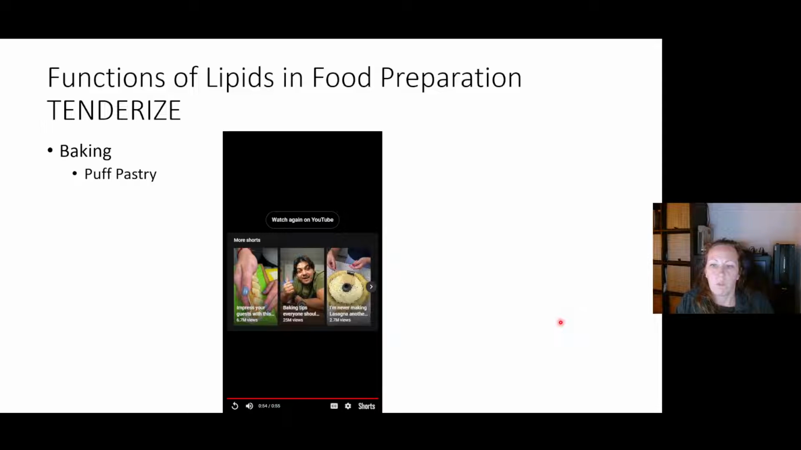So for doughs then, we want to use fats that are going to be solid at room temperature so that they don't melt into these types of doughs before we are cooking it. So that means butter, lard, or shortenings. Now there are situations where we're going to use oils, and we'll talk about that. Okay.